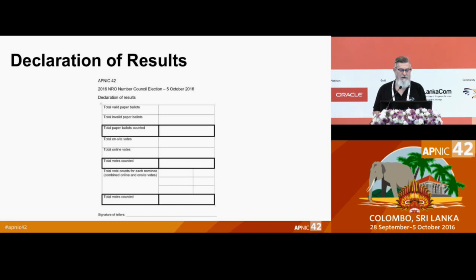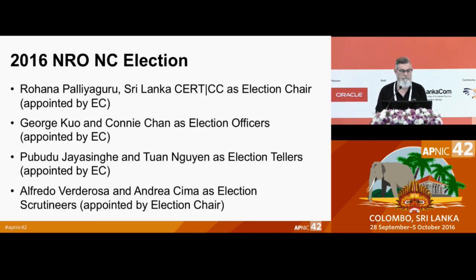Declaration of results will look like this. Total valid paper ballots, invalid ballots, total ballots counted, on-site votes, online votes, total votes, count for each nominee combined, and the total number of votes counted.